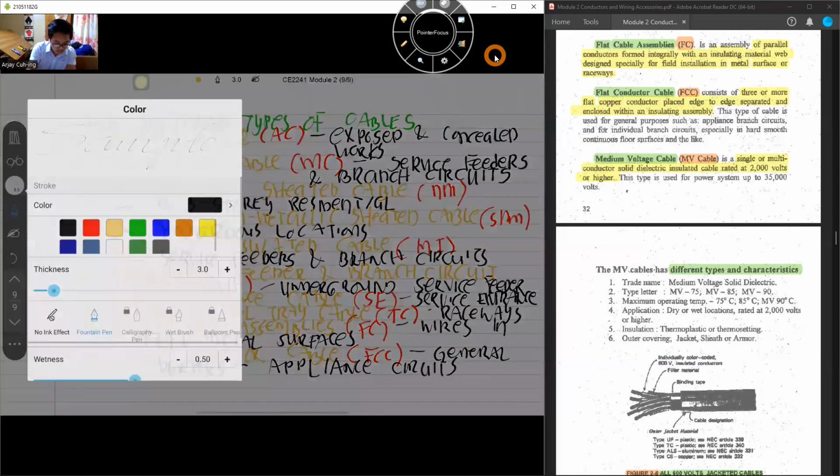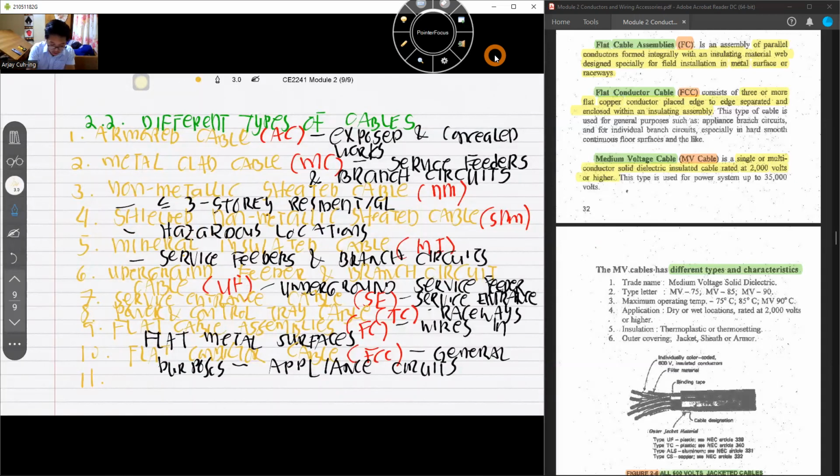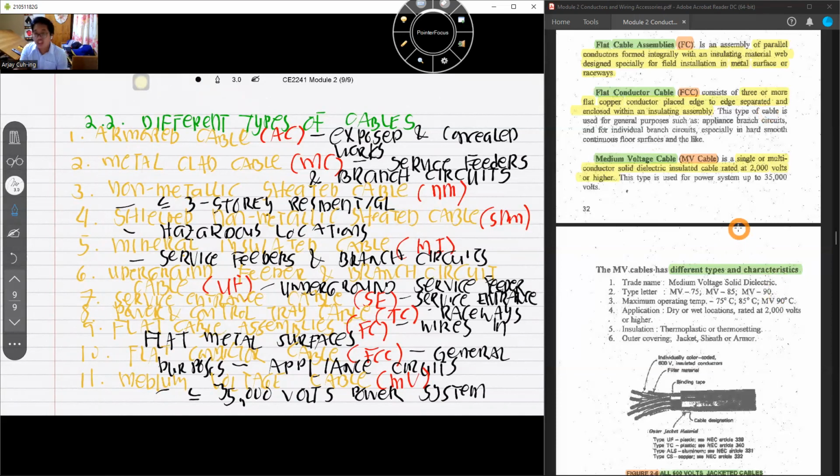Okay. Lastly, class, so yeah, 11. Meron tayo ng sikat, class, yung medium voltage cable. Okay. So known, class, as MV. So it is used, class, for those power systems less than or equal to 35,000 volts power system. Okay. So technically, class, that's it for the summary of the different types of cables.